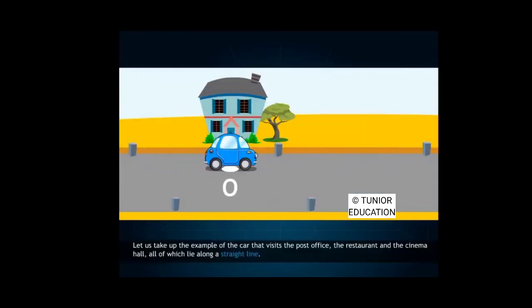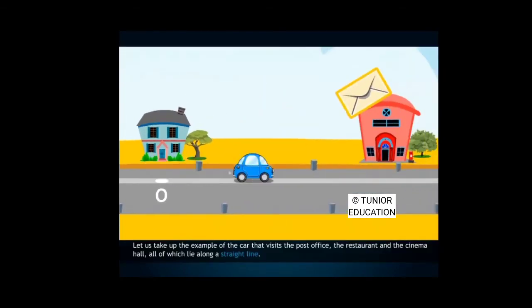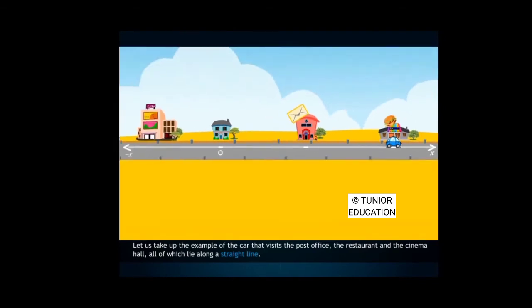Position time graph. We can represent rectilinear motion effectively using position time graphs. Let's take up the example of the car that visits the post office, the restaurant, and the cinema hall, all of which lie along a straight line. We have already seen that the position of the car at these locations can be given as 0, plus 100 meters, plus 220 meters, and minus 80 meters, respectively.